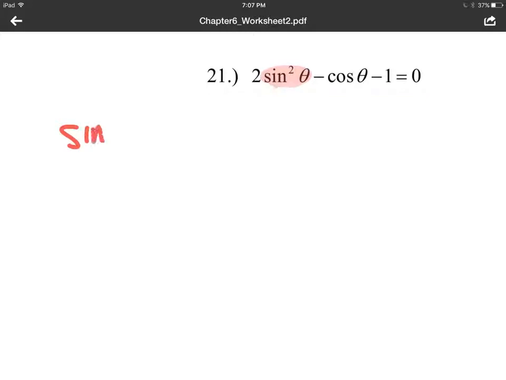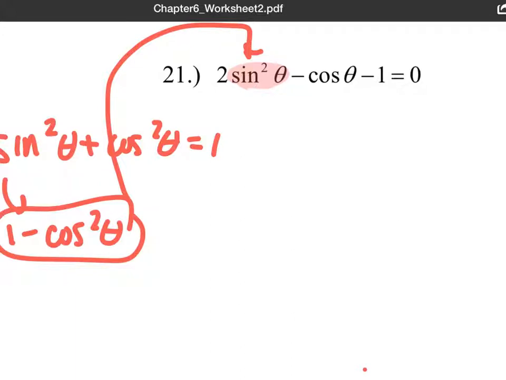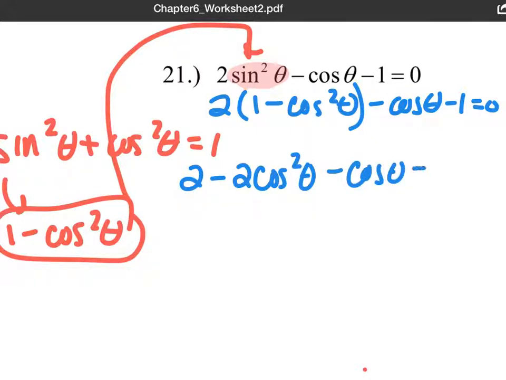And recall our identity, sine squared theta plus cosine squared theta equals 1. So that being said, we know that sine squared theta is equal to 1 minus cosine squared theta. So I'm going to take this entire part and plug it in right there. Okay, so what that will look like for us is 2 quantity 1 minus cosine squared theta minus cosine theta minus 1 equals 0. And after I distribute, I will have 2 minus 2 cosine squared theta minus cosine theta minus 1 equals 0.